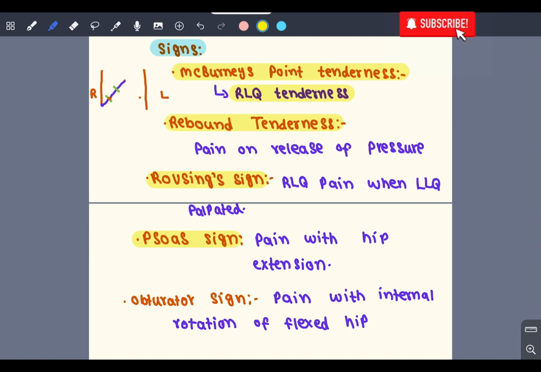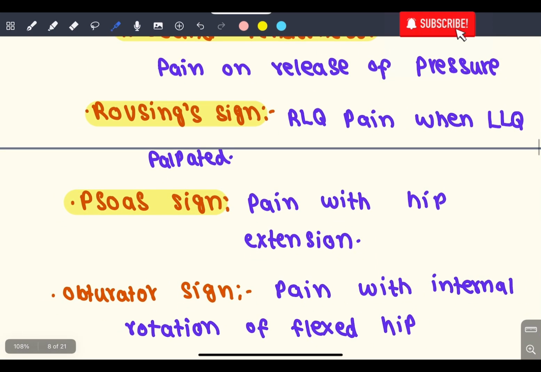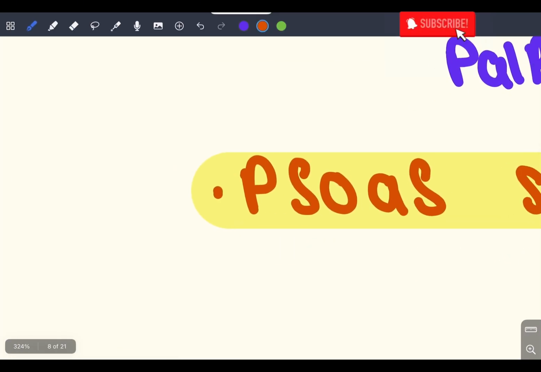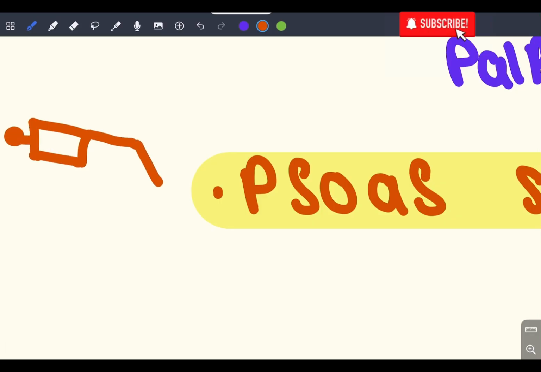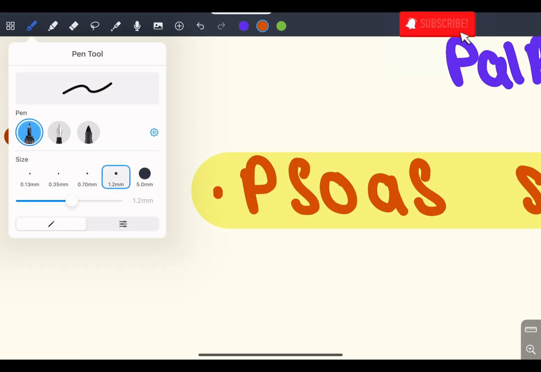Psoas sign is actually a pain that occurs with hip extension. So when we extend the hip and the pain occurs, that is called a Psoas sign. Let's say this is a patient lying in the lateral decubitus position. These are the legs of the patient. Now what actually happens in this case?